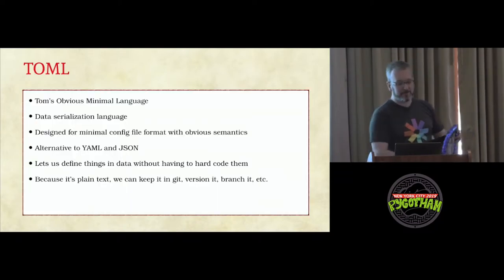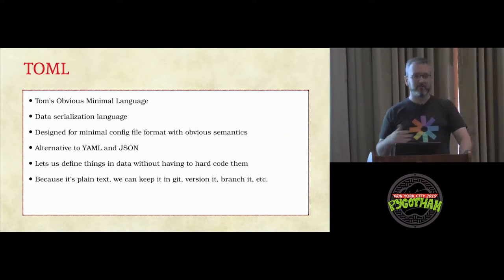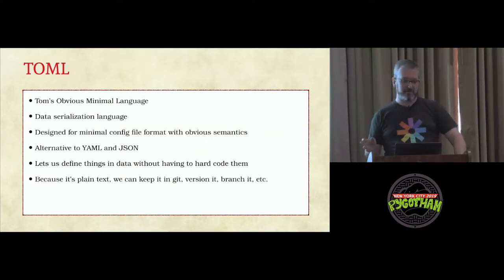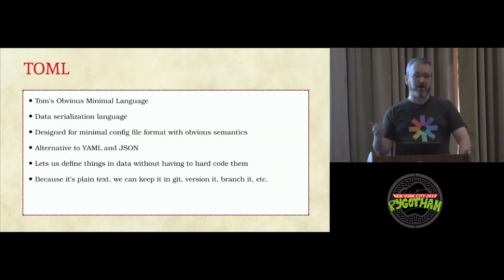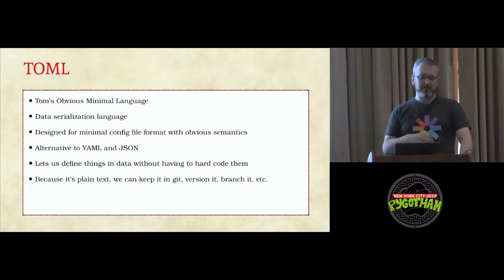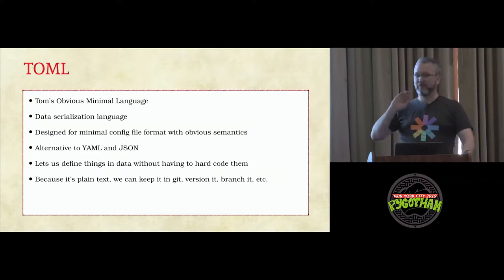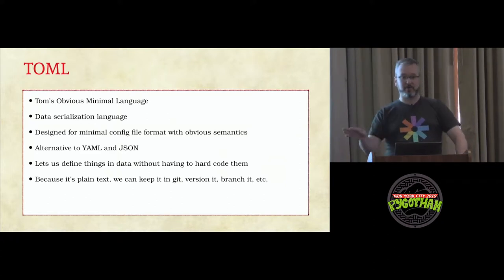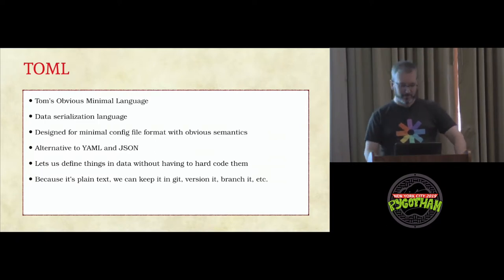So Tommel is Tom's Obvious Minimal Language. It's a data serialization language designed for minimal config files with obvious semantics. And it's a nice alternative to YAML and JSON. It lets us define things in data without having to hard code them in our application. And because it's plain text, we can keep it in Git, we can version it, and we can branch it, which is going to come in real handy later when we want to customize and tune our adventure to the party that we're working with.